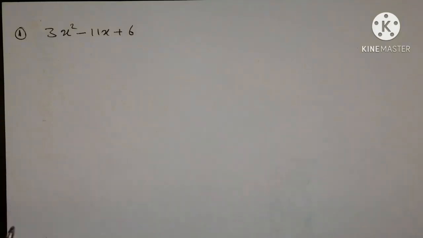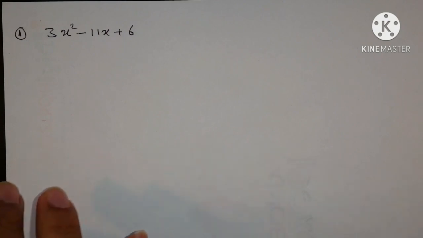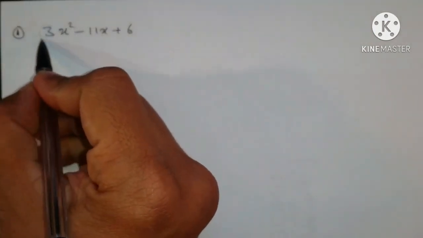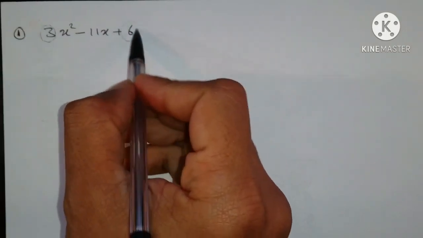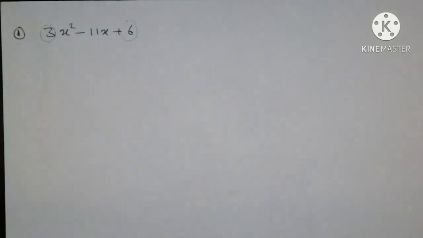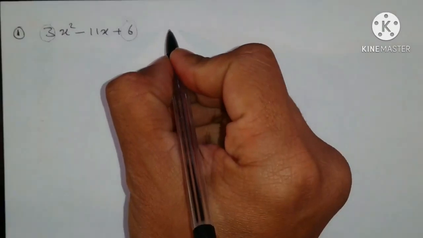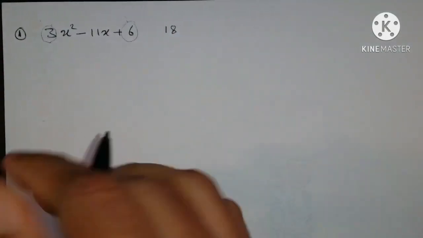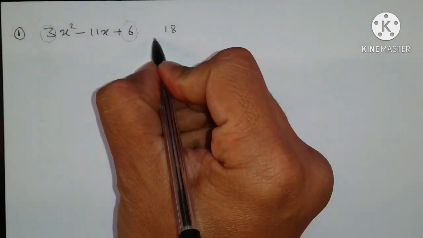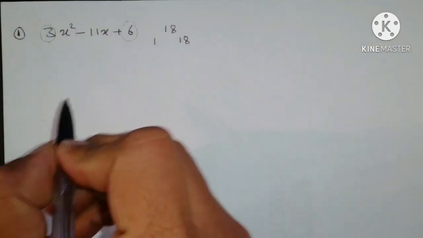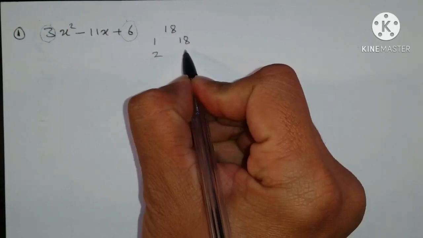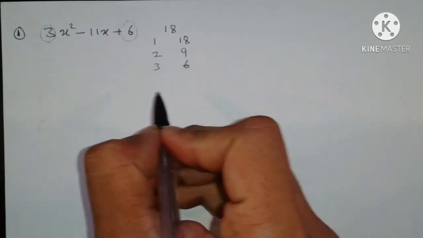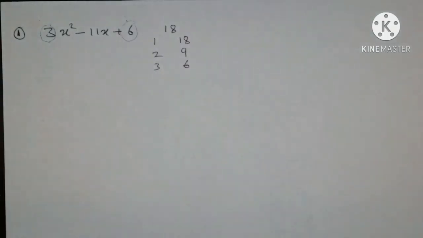I'm going to quickly use a trick to factorize this. First we are going to multiply the first coefficient and the last one. 6 times 3, which is 18. We'll write down 18. Now we'll get the factors for 18. 1 times 18, 18. 2 times 9, 18. 3 times 6, 18. That's it. There are no more factors for that.